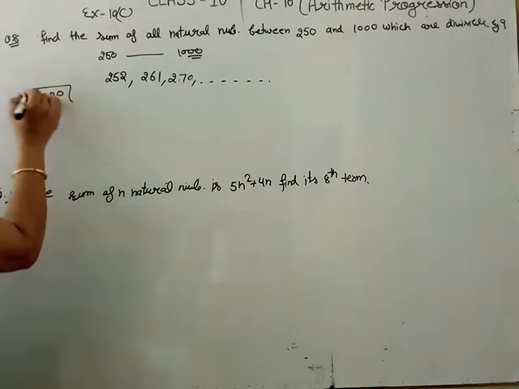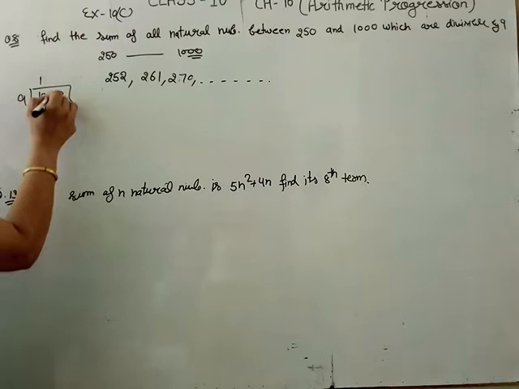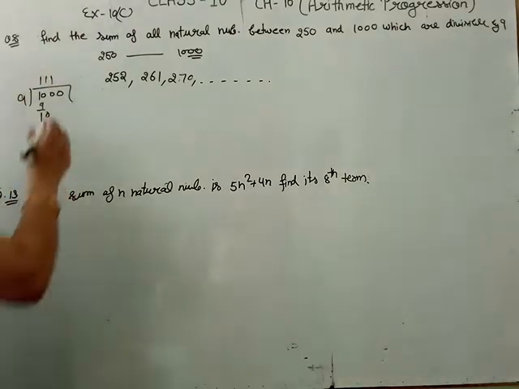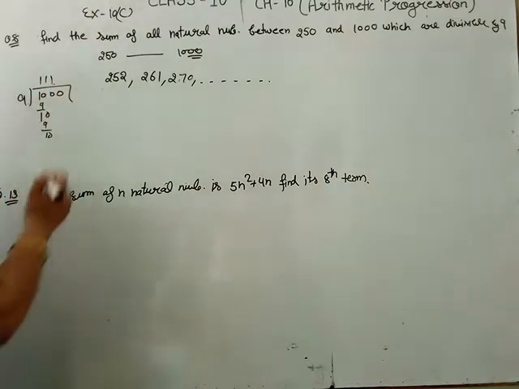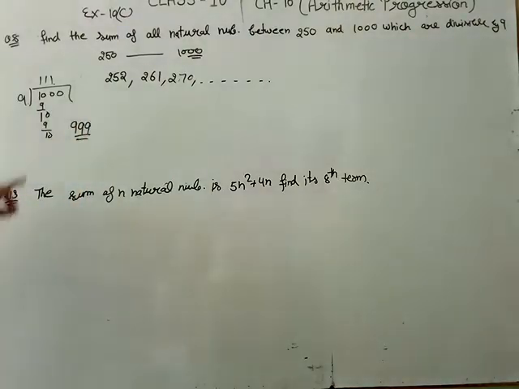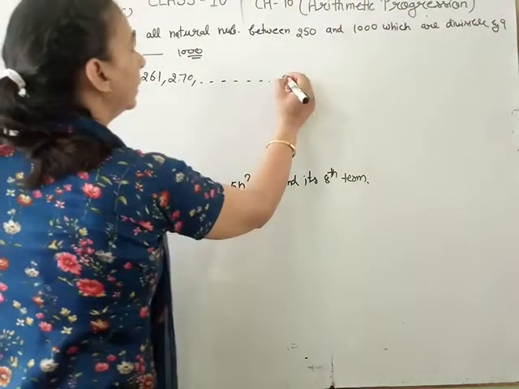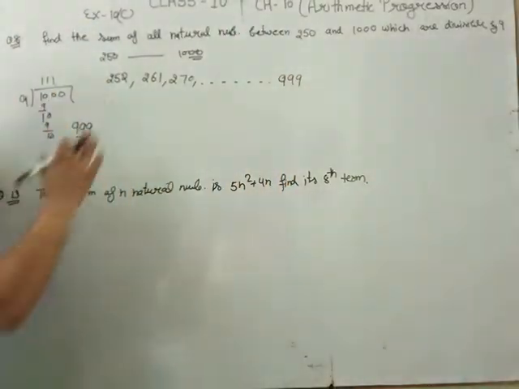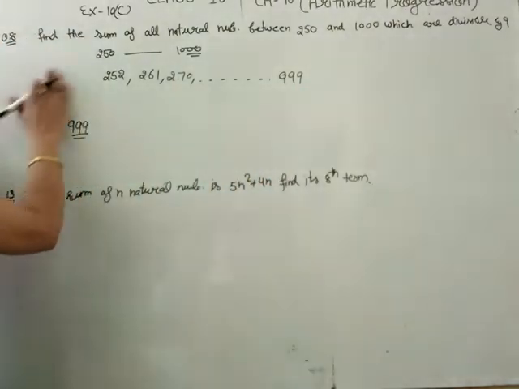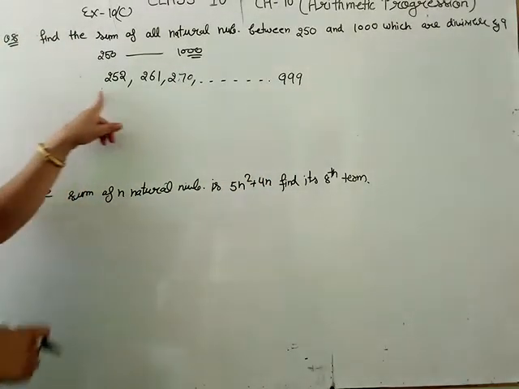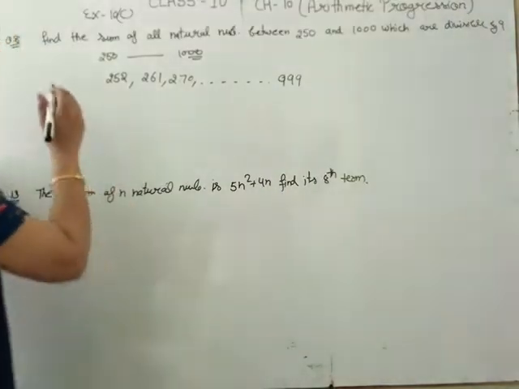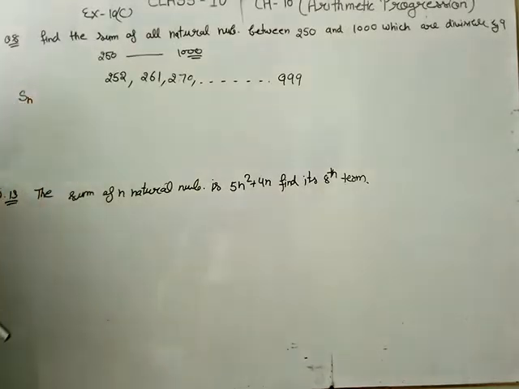We divide 1000 by 9. We directly multiply this and this, and this equals 999. Okay, then the last term is 999. Okay, first is this, second is this, third is this, and last is this. Student, we find the sum of all these numbers, and we have a method for finding the sum.